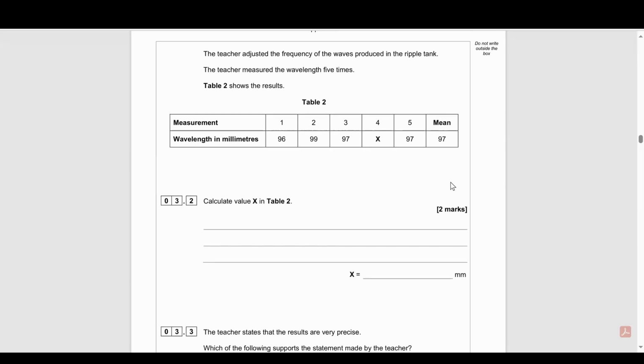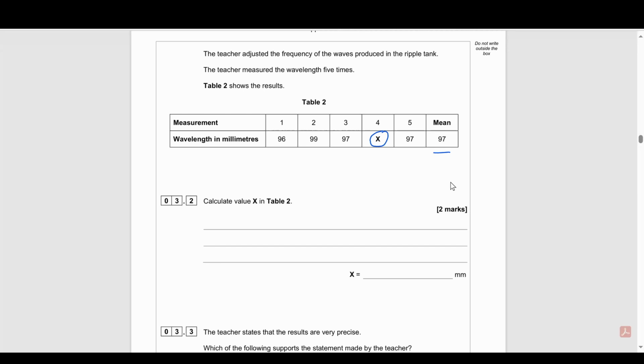The teacher adjusted the frequency of the waves produced in the ripple tank. The teacher measured the wavelength 5 times. Table 2 shows the results. So for each of the measurements, there's a wavelength given, except for measurement 4, where it's x, and the mean is calculated. 3.2. Calculate value x in table 2.